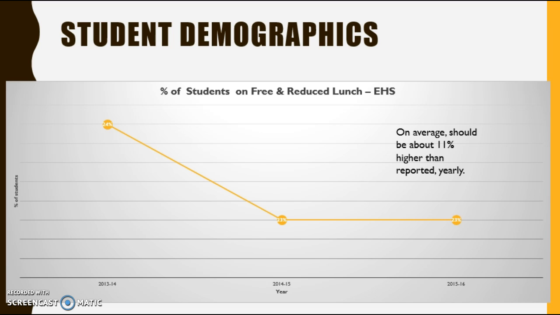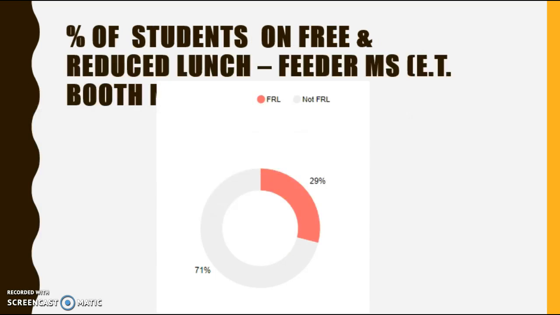Now, on average, our principal states that this should be about 11% higher than is usually reported yearly. So we're at 23%, and he believes that it should look more like 33%. I find this to be true as well. If you look at the percentage at our feeder middle school, we only have one feeder middle school. They're reporting at 29%, and I honestly think that should be higher as well.